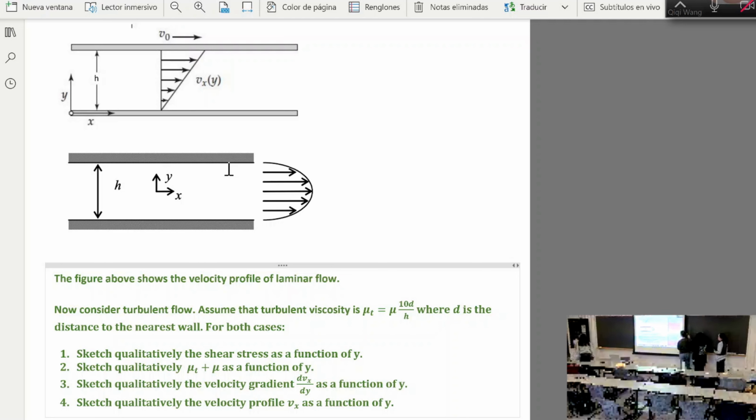Yeah, same problem. I won't continue until you work it out. Yeah, so work it out. No, Vx is a function of y.